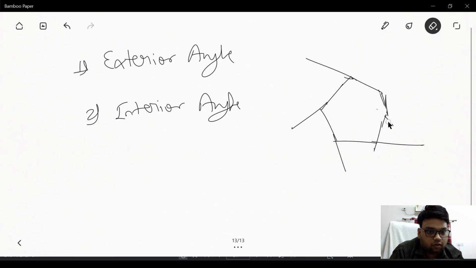I'm using a rubber to correct some mistakes. Yeah, no, fine.